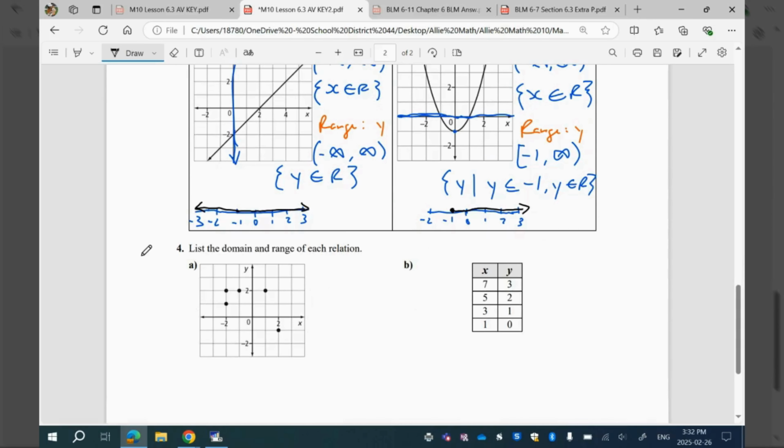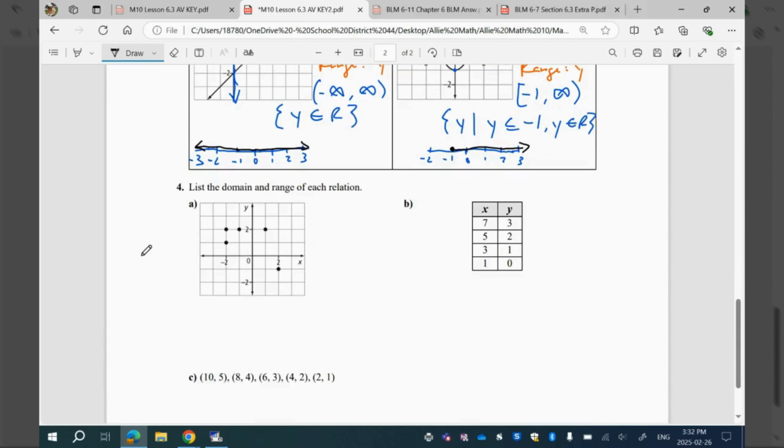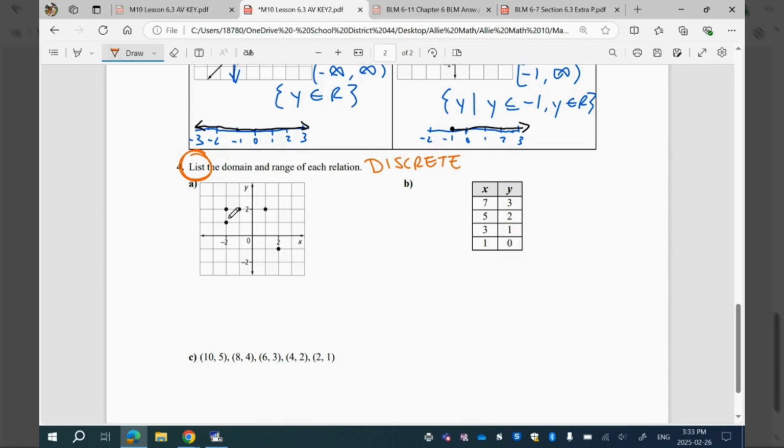Okay, let's try number 4. And here is where the list part comes in. Here's where we need to do a list. And this is when our data is discrete. Okay, so this is not continuous. This is only when our data is discrete. So here, we're not connected between these dots. We have discrete and distinct dots.